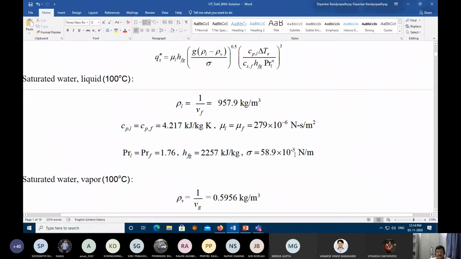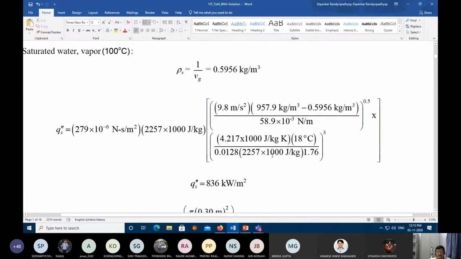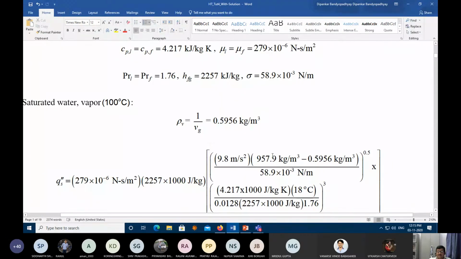Sigma is 58.9 × 10 to the power -3. CP is 4.217, again 10 to the power 3 will be multiplied. Delta T is 18, 0.013. This is 2.257 × 10 to the power 3, and then the Prandtl number is typically 1.76. So how much is Q coming? Quickly.